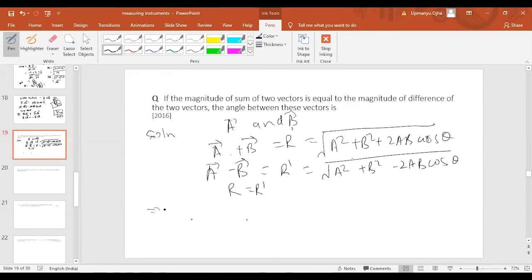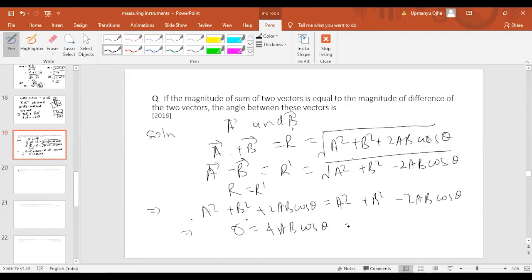So if we equate both, we get A square plus B square plus 2AB cos theta must be equal to A square plus B square minus 2AB cos theta. A square and B square cancel out, and we get 0 equal to 4AB cos theta. So we get theta equal to 90 degrees. I hope you understand this problem.